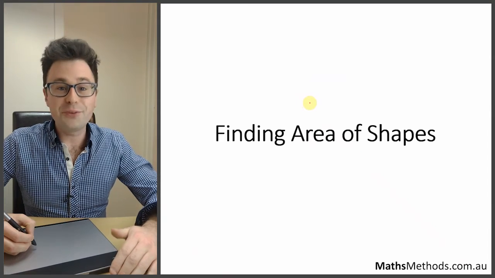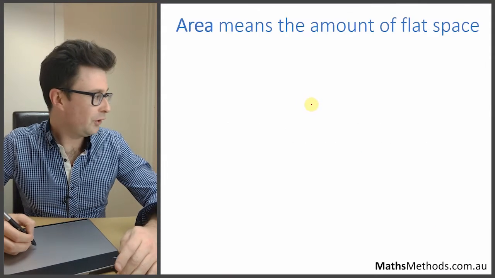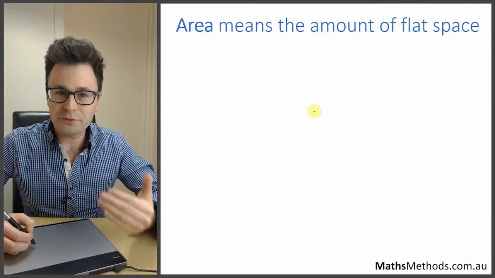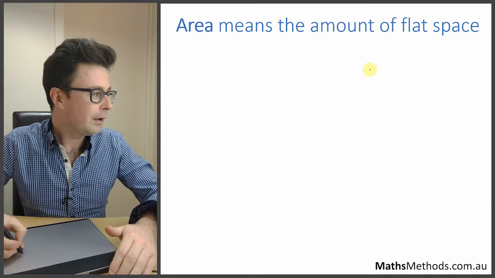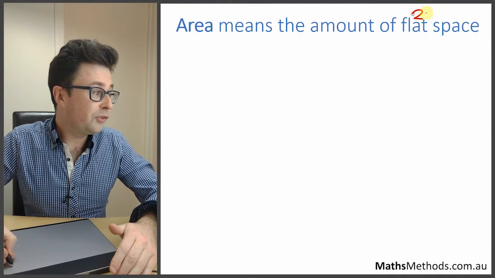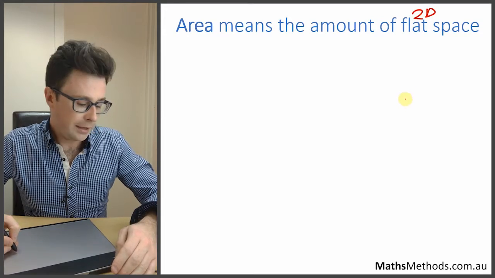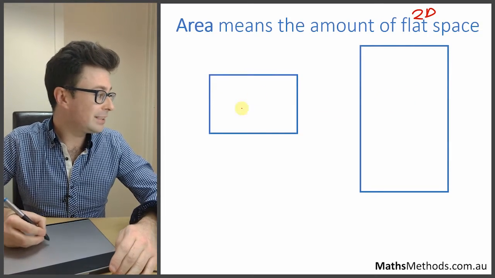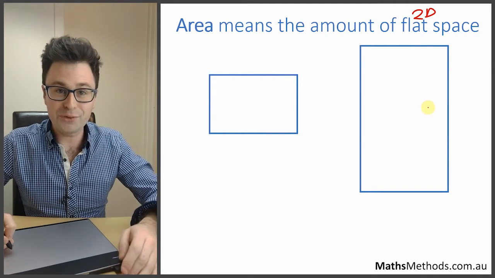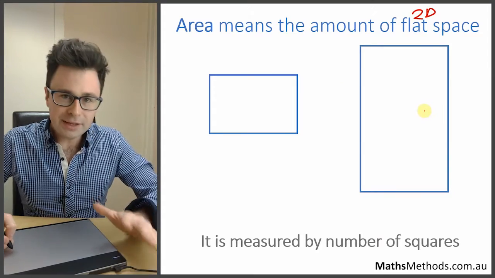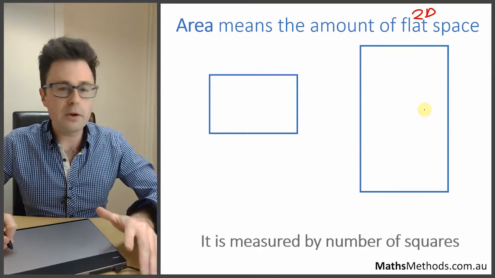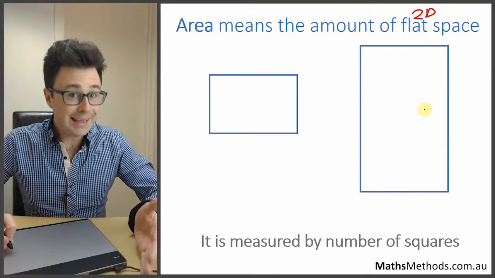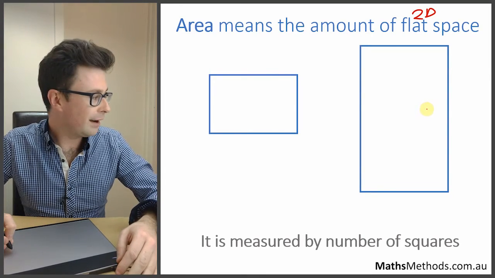So now we're going to look at finding the area of shapes. Area just means the amount of flat space that something takes up. Another way you could think of flat space is two-dimensional space. For example, we're finding how much space either one of these rectangles take up. And how we figure that out is by splitting them both up into squares and then counting the number of squares. That's how we figure out area.